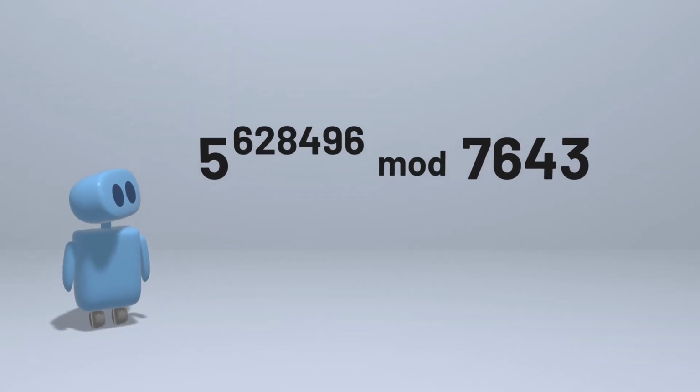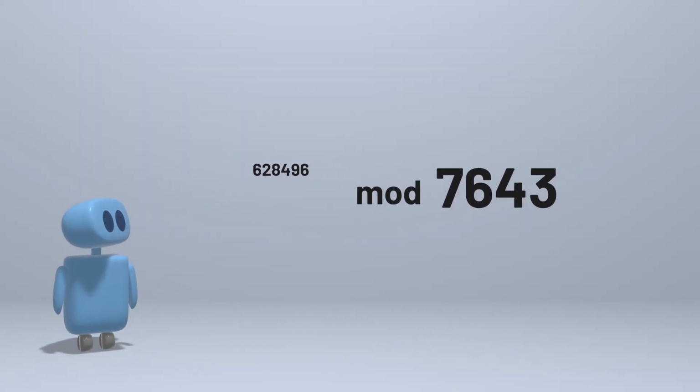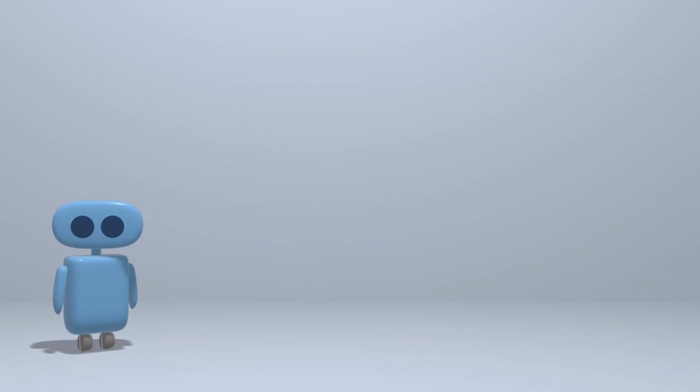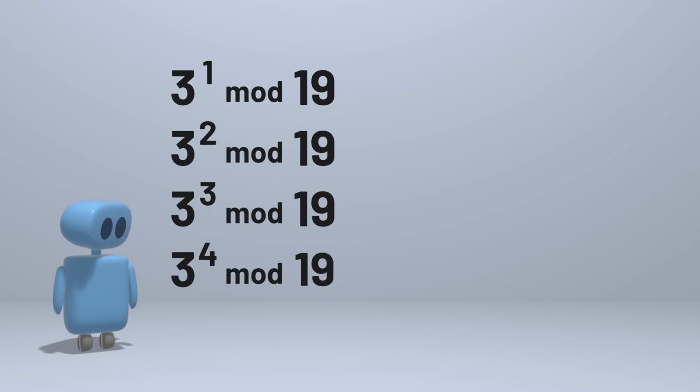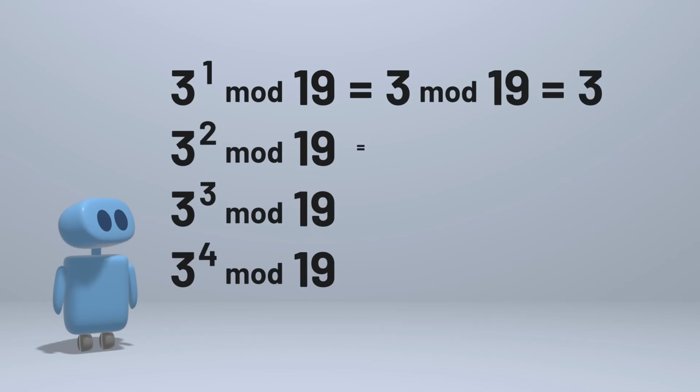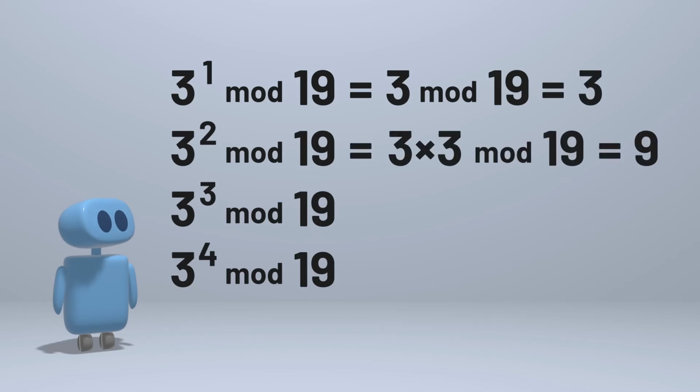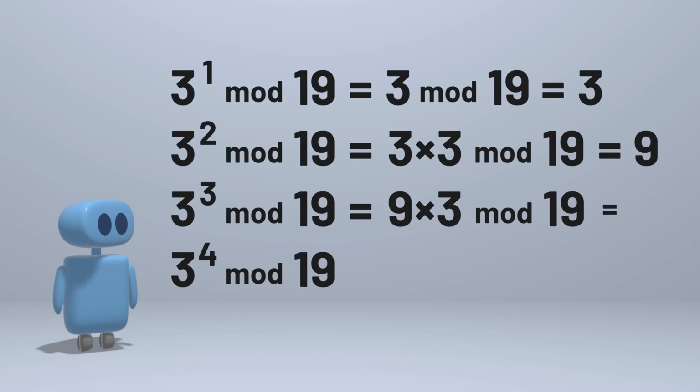As we start dealing with bigger exponents, it gets computationally expensive to multiply together increasingly large numbers. To help, it turns out there are more efficient ways to calculate modular exponents. One simple way is to perform the modulo operation at each step in the repeated multiplication. So for 3 to the 4th power modulo 19, we'd keep multiplying 3 by itself, but after each multiplication, we'd take the result modulo 19.